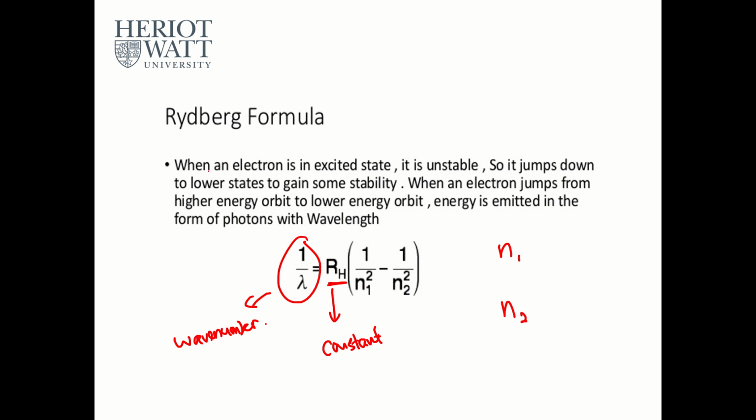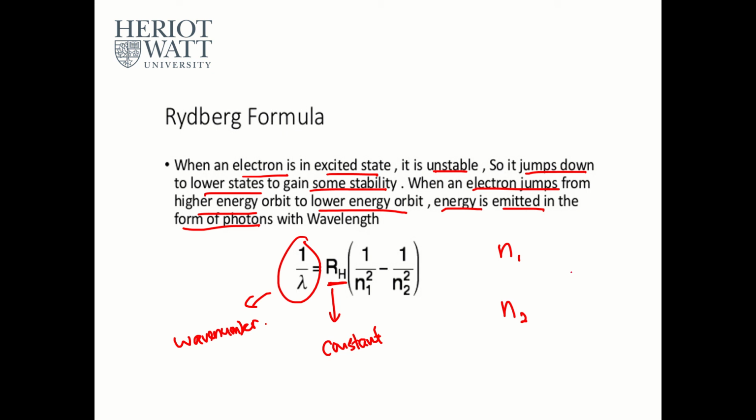Now, when an electron is in an excited state, which means it is promoted up to a high energy level, it is unstable. So it jumps down to a lower state to gain stability. So when an electron jumps from higher energy orbits or electron shells to lower energy orbits or electron shells, energy is emitted in the form of photons. So with this equation, we can calculate the wavelength.